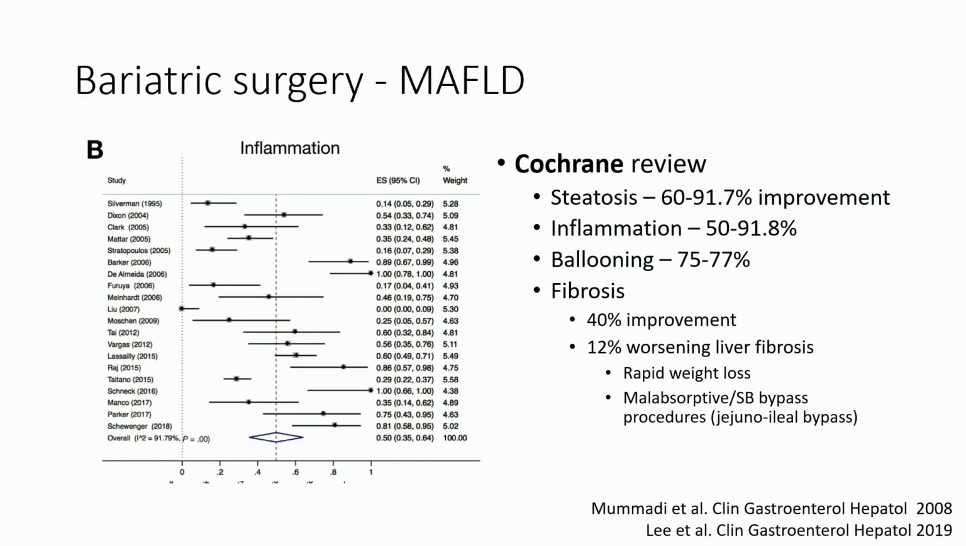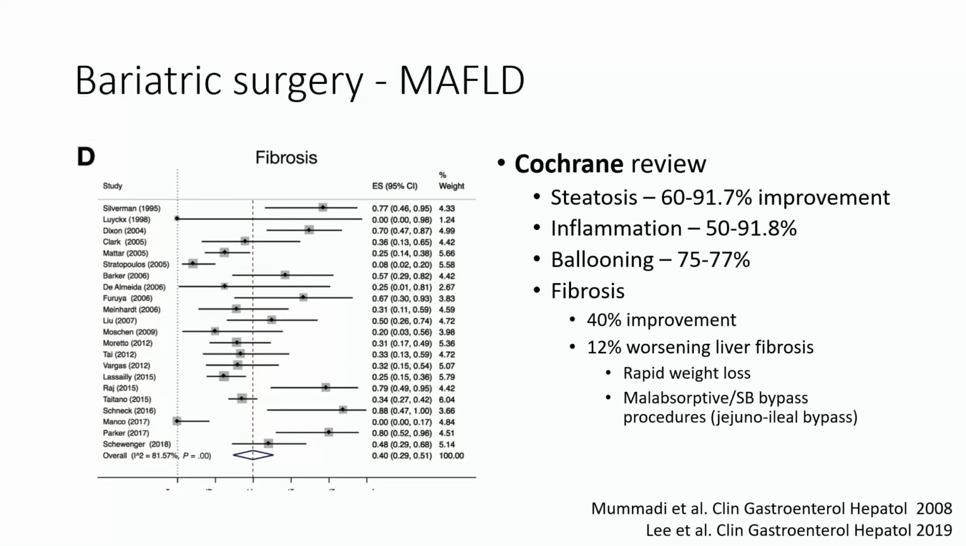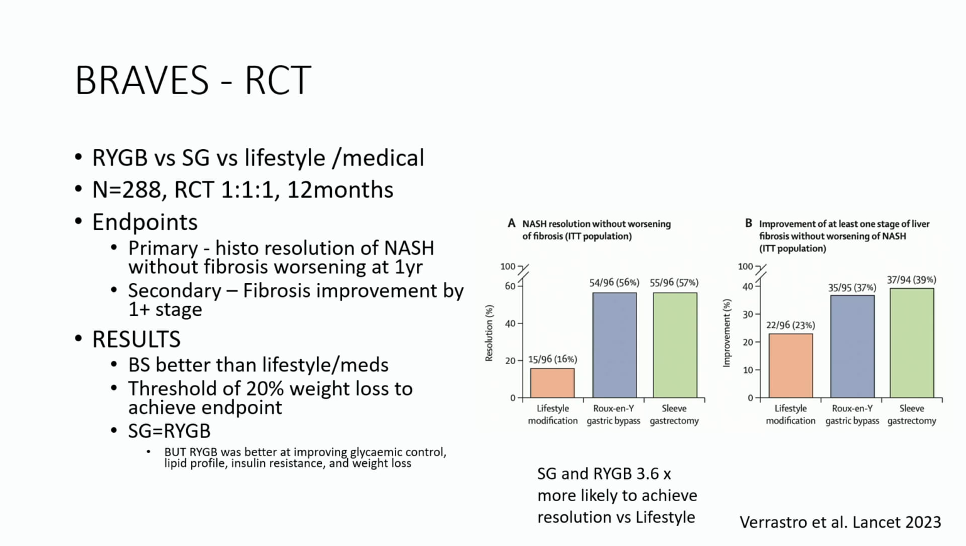It's important to remember, though, there is a percentage of people who actually get worsening in their liver fibrosis, up to 12% when they actually have weight loss and bariatric surgery. And it's thought to be related to rapidity of the weight loss, and it is more common in the malabsorptive procedures such as the small bowel bypass procedures.